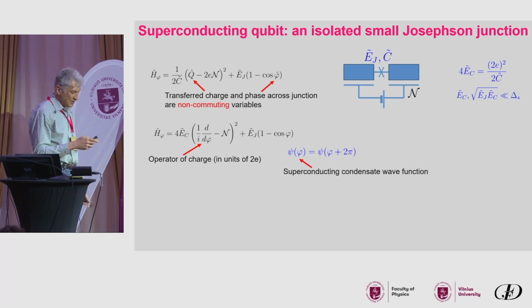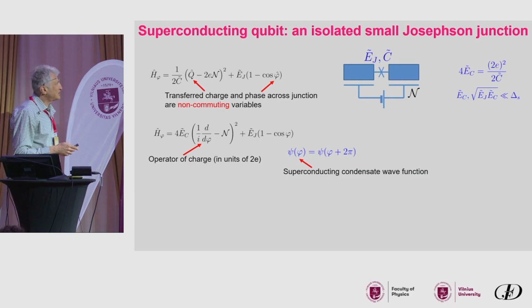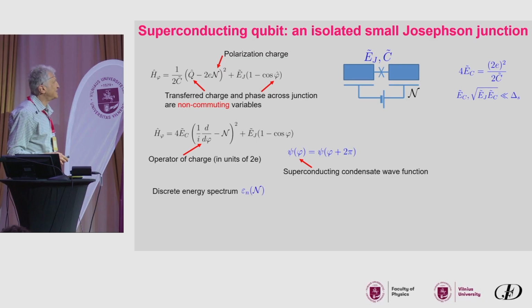There is one more component to the system, which is not always pleasant: polarization charge. Just imagine that there is some battery capacitively coupled to the junction, and I can induce some polarization across the junction. That will shift this charge q hat by n. So this way, the energy spectrum levels depend on this parameter.